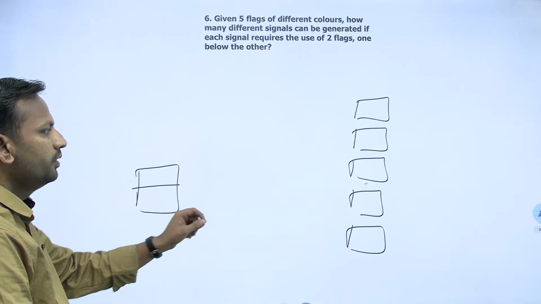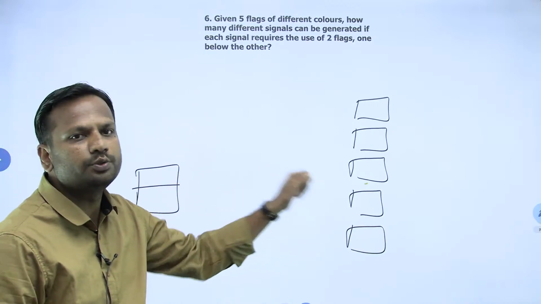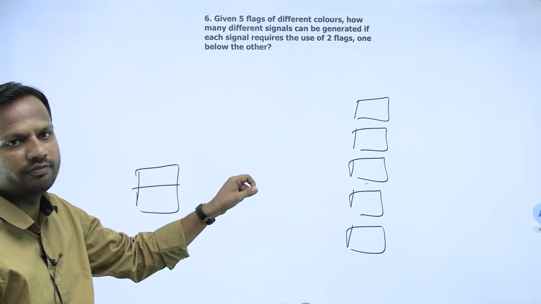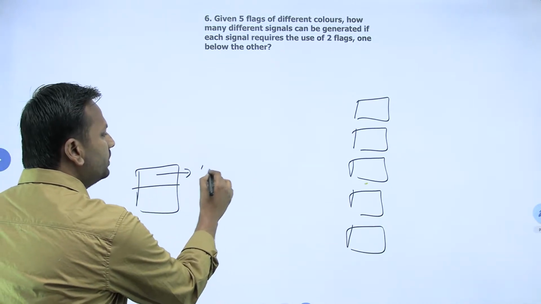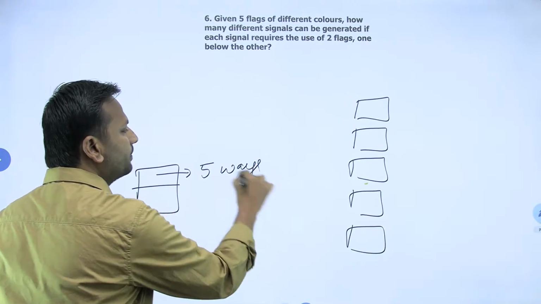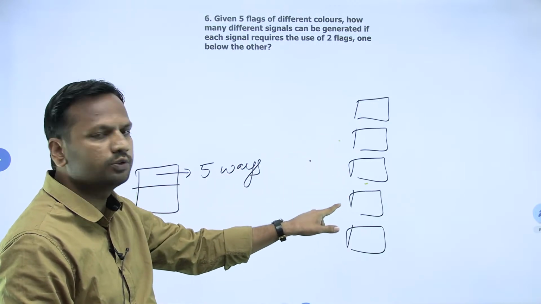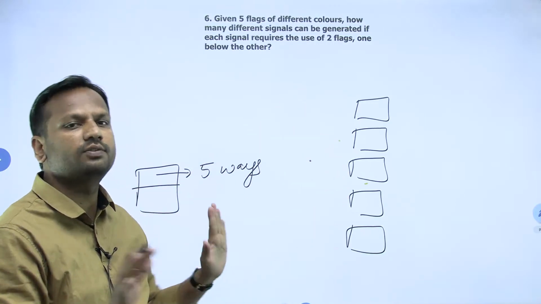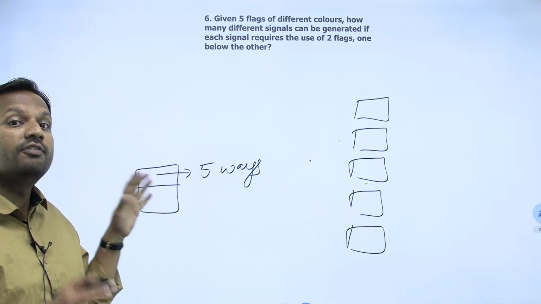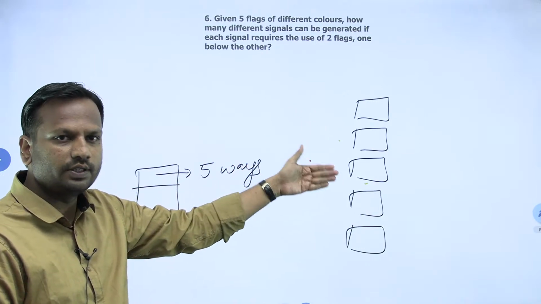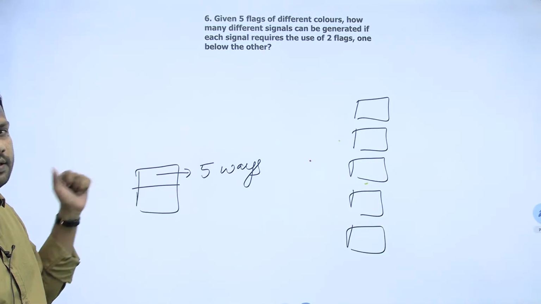So to generate the signal, the first flag I am going to choose, right? I'm going to choose one of the flags here. In how many ways can I choose to generate the signal? In 5 ways I can do this, students, right? Either I can take the first flag, second flag, or third, or fourth or fifth. All are different colors of flags. So in totality, in 5 ways I can take one of the flags here.